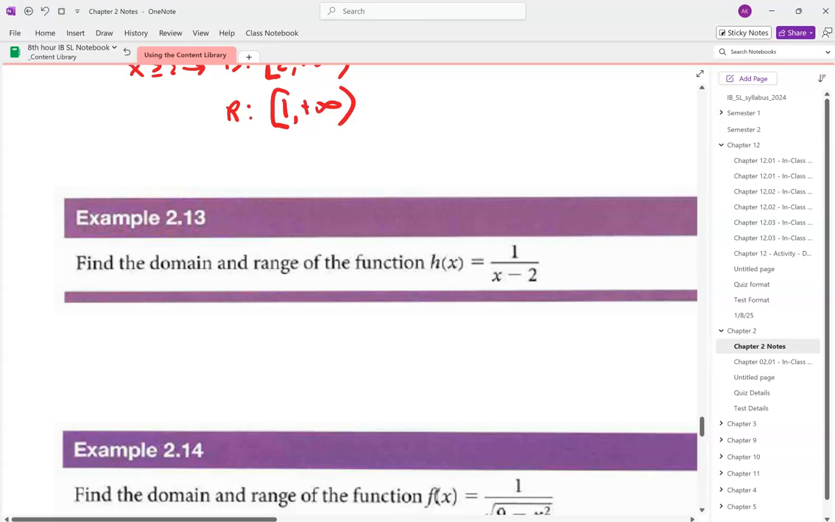Okay. Find the domain and range of this guy. Let's do the domain first. That should be the easy part. X can't be 2. Good. So how do I write the interval then? It's everything except 2. Right? Everybody's okay there? All right, let's think about the range here.